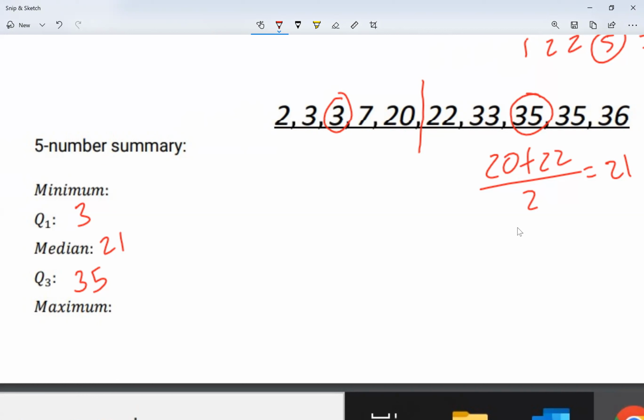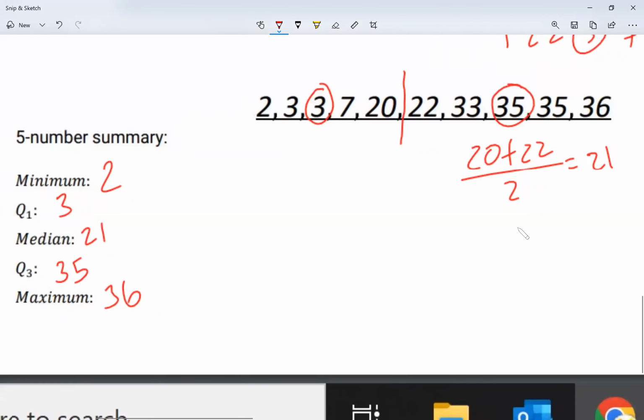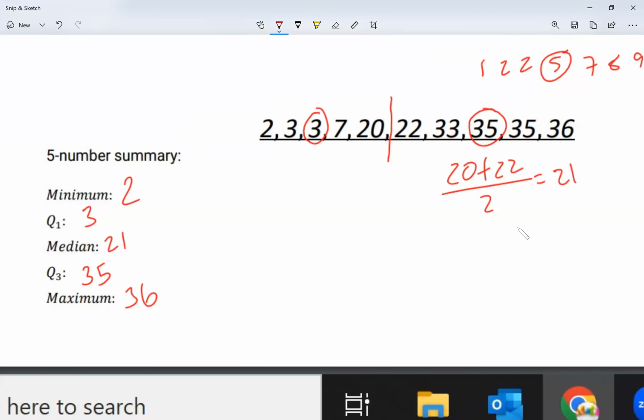Now, the minimum and the maximum, I think the name says it all. The minimum is the smallest number, so in this case, 2, and the maximum is the biggest number, in this case, 36. Very, very important numbers, so we're going to list them in there. So I'm going to ask you for your first homework. I'm going to ask you guys to find the 5 number summary and also find the range.